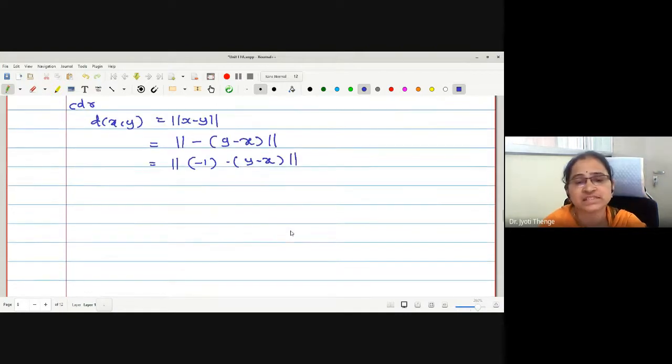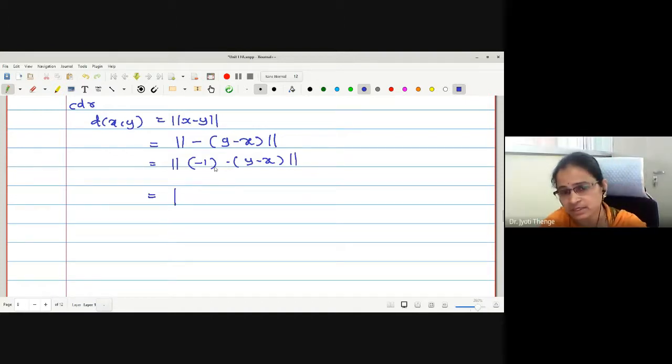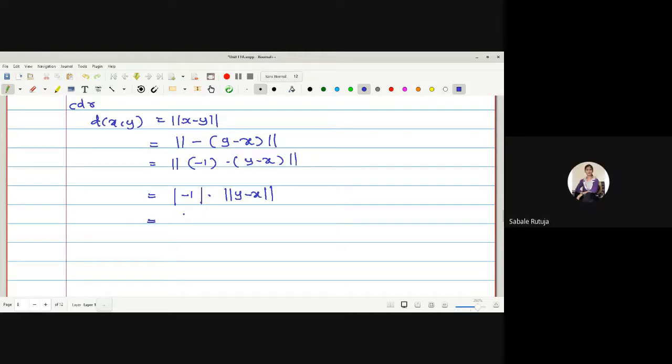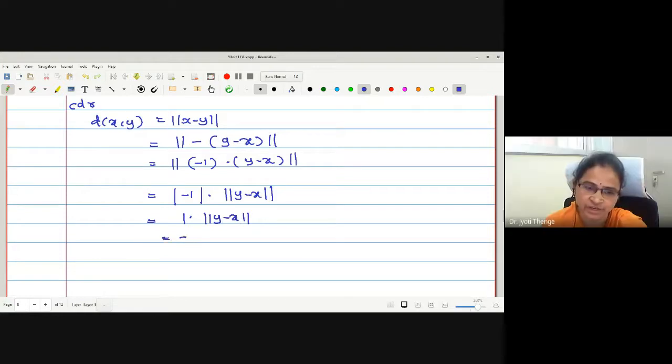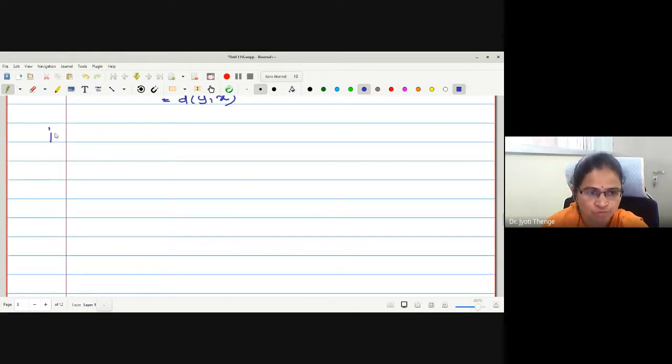Now which condition should I use in order to solve this? Fourth condition. What does the fourth condition say? Take this scalar out with modulus. What is the value of the modulus of the scalar minus 1? Plus 1. Plus d of y, x. Therefore, is it d of y, x? Third condition verified.